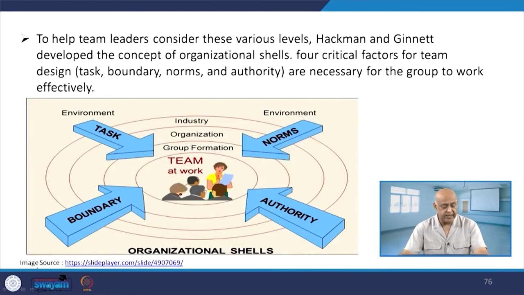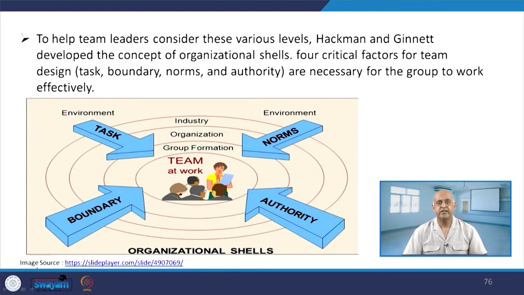So, to help the team leaders at these various levels: task, boundary, norms, and authority. For example, junior level, middle level, and senior level can develop the concept of organizational skills. The critical factors for team design, task, boundary, norms, and authority, are necessary for the group to work effectively. In one circle, one may be applicable, another not. On the whole process, all four, task, boundary, norms, and authority, may be applicable. So what will be the organizational skills?